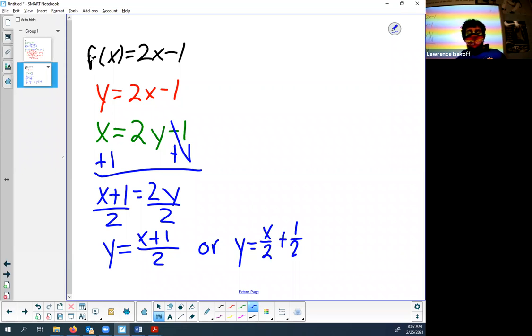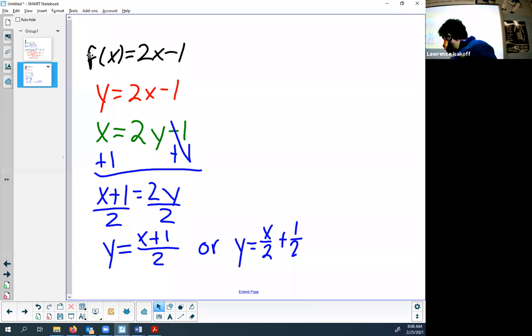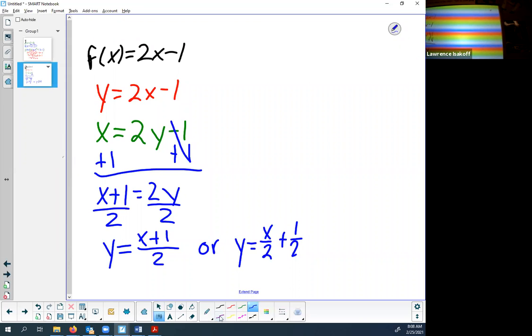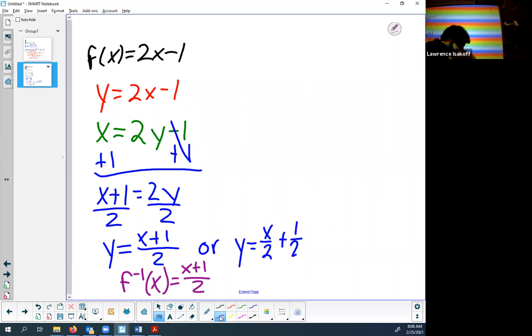My personal preference is one big fraction as opposed to the fraction split up, but that's my preference. Both are mathematically equivalent statements, so I don't care which one you give me. So here, the final step, remember I said we can write it as f inverse of x is equal to that or the other one.